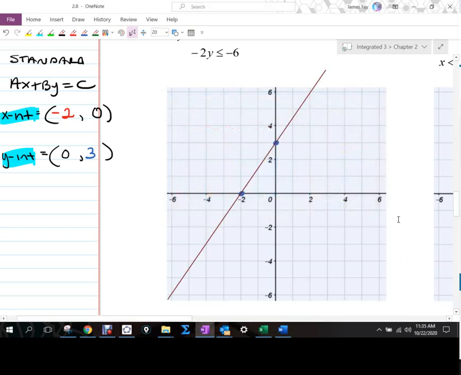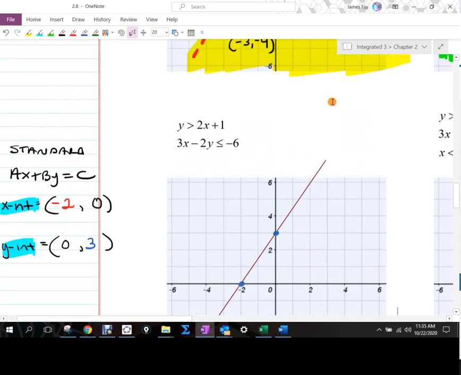Okay. Now, I've got this line solid because it's a less than or equal to, right? Here's where we have a problem. We cannot use that little person that we drop into the graph to determine whether we shade above or below, okay? Because that's only if, I talked about yesterday, y is solved for and y is coming first.